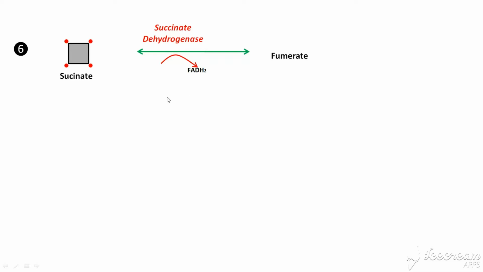The next reaction is going to be the conversion of succinate into fumarate. Now, this is going to be catalyzed by the enzyme succinate dehydrogenase. And remember that when there's any dehydrogenase reaction, that means that there's going to be a loss of electrons, and it's going to produce NADH. But in this case, it's going to be FADH2.